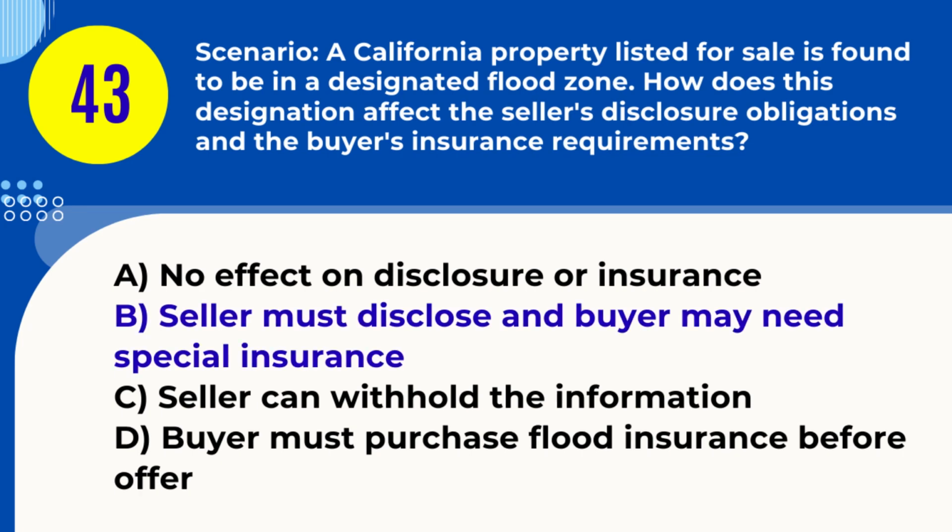Answer. B. Seller must disclose and buyer may need special insurance. Explanation. In California, a property being in a designated flood zone requires the seller to disclose this fact. The buyer may then need to obtain special flood insurance, which can impact their decision and costs.